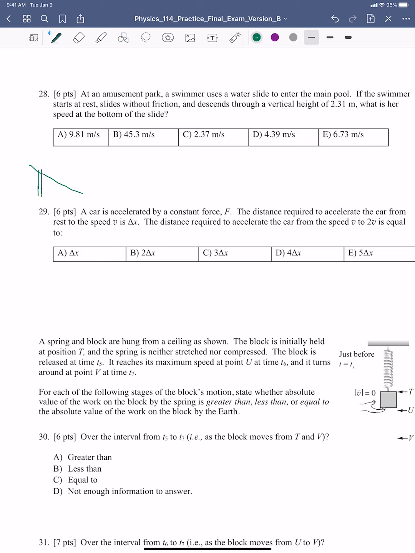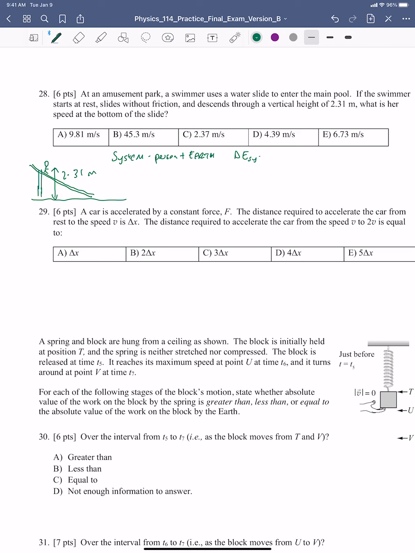But let's try to draw maybe a quick sketch here. So this is the slide. Doesn't matter what shape it is. There's the person up here, and they fall a distance of 2.31 meters. So I'll pick a system of person plus Earth. It's frictionless, so there's no work done on that system. There's no work done by the slide. The slide force would always be perpendicular to the person's displacement. So the change in energy of this particular system is 0.